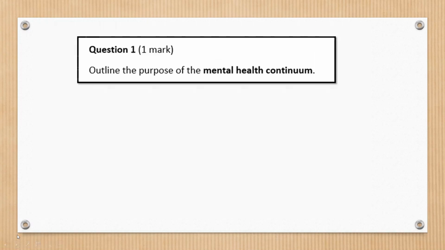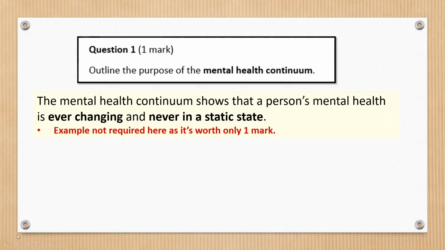So now we're moving on to the short answer questions. The first question was 1 mark and it was: outline the purpose of the mental health continuum. So basically you're trying to briefly describe what is the point of the mental health continuum. So obviously your best answer would be along the lines of saying that the mental health continuum shows that our mental states are ever changing, that they're never still or stationary, that they're never in a static state. So you just need to mention 1 or 2 of those keywords there. So either ever changing or ever fluctuating, ever transitioning from one state to the other. All of those are fine and acceptable.